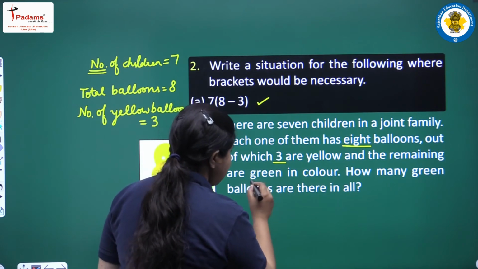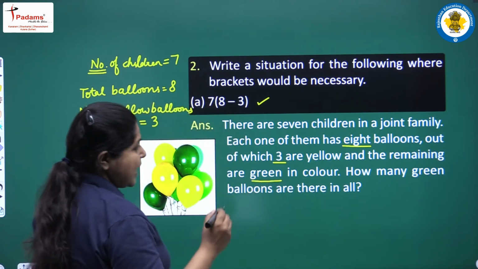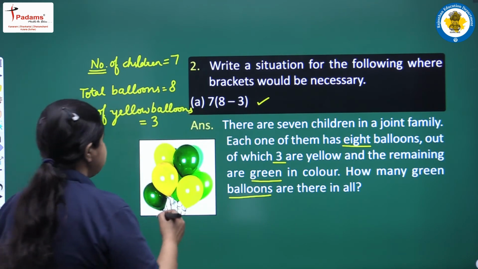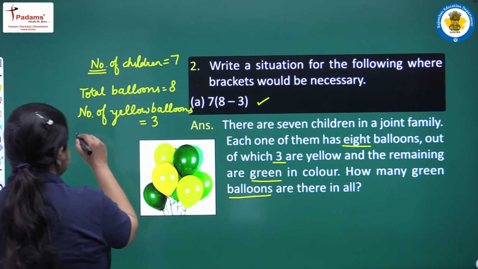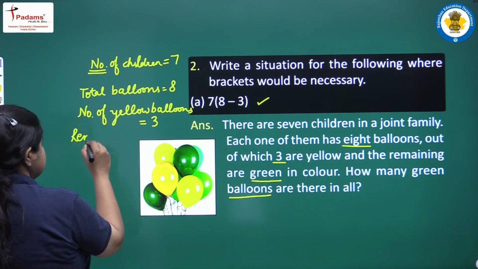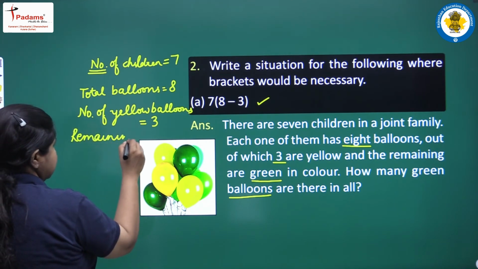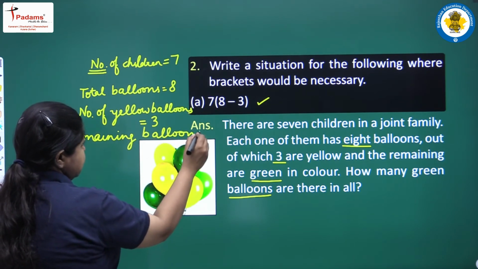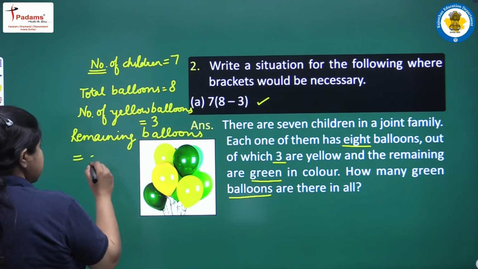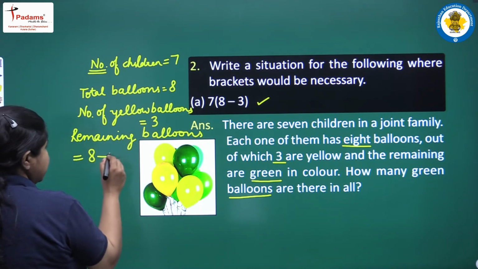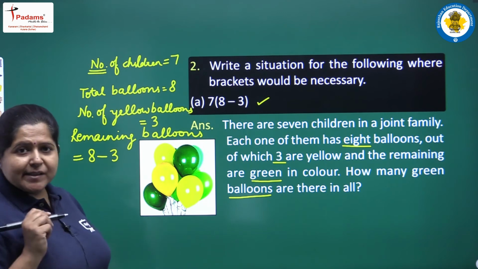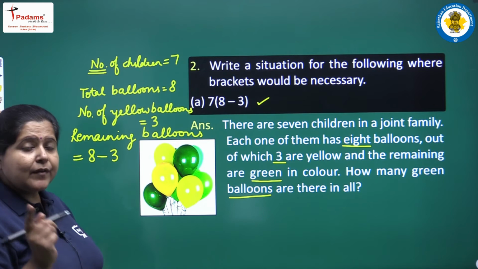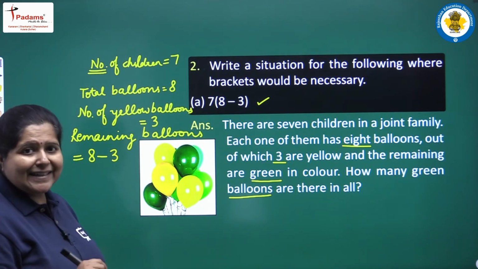The remaining are green in color. How many green balloons are there in all? So, how will you get remaining balloons? Obviously, total balloons are 8 and 3 are yellow. Remaining we will get by subtracting 3 from 8. So, 8 minus 3 is the number of remaining balloons which are green in color.